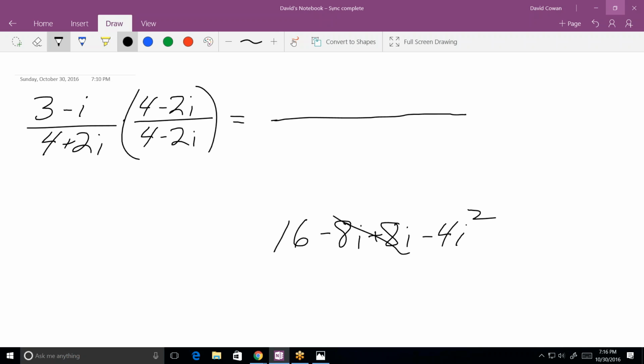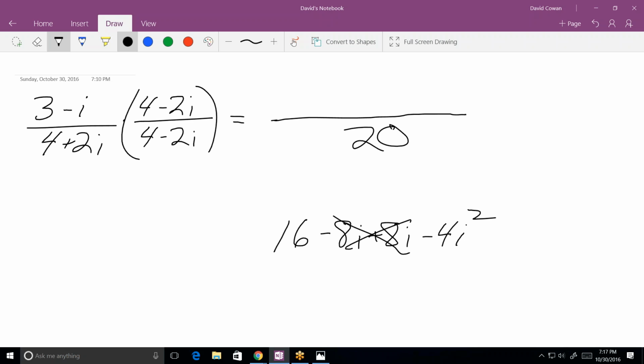Now, those two go away. What's minus 4i squared equal to? Let's see. i squared is negative 1, so would that be positive 4? Correct. So now we have 16 plus 4. There's our denominator. Now multiply the numerators together.